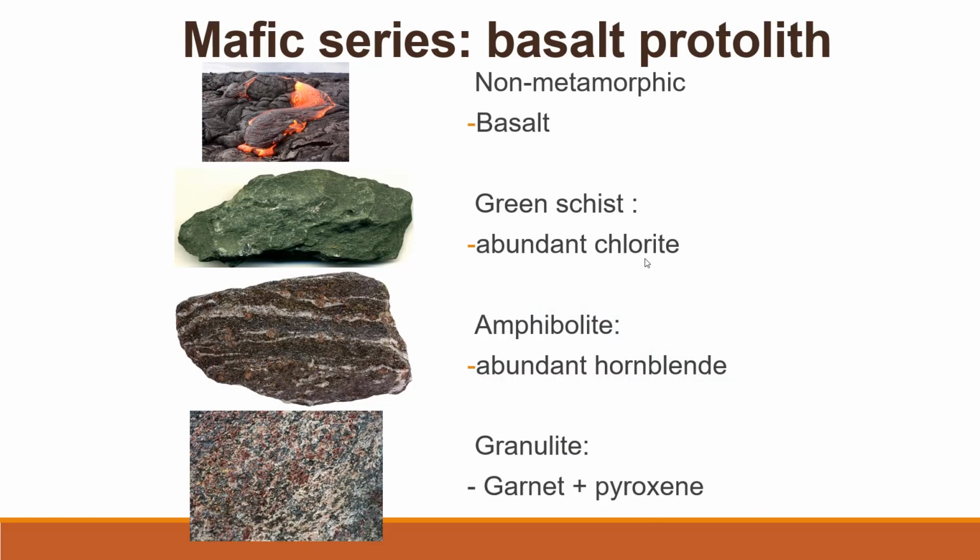So if we look at a basalt protolith, and we go through the greenschist pathway, this is where we have similar pressure temperatures. In the greenschist rocks, we're going to have a lot of chlorite. In the amphibolite facies, we're going to have a lot of hornblende. In the granulite facies, we will have garnet and pyroxene.